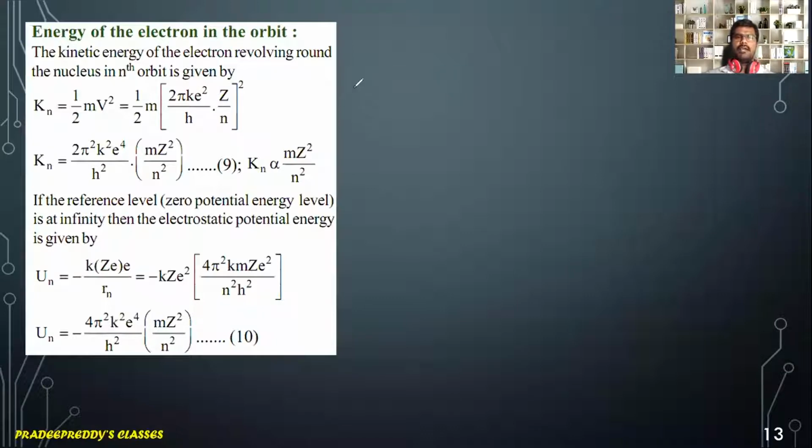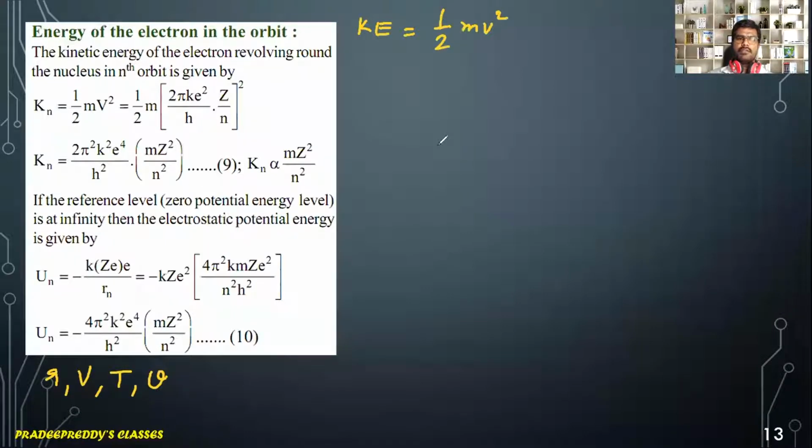As we already have the equations for R, V, T, and frequency, first we will write the equation for kinetic energy, then we will find the equation for potential energy, and then we will sum them up so that we get the total energy of the electron revolving in Bohr's orbit. As we know, kinetic energy is equal to half m v square.